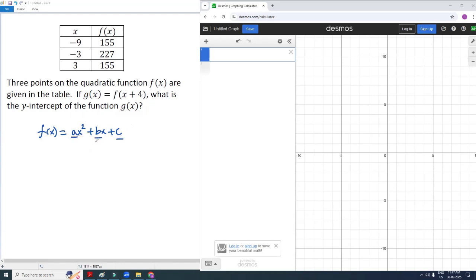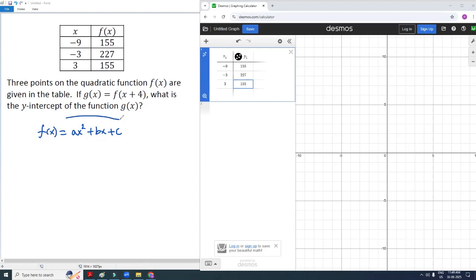Okay, now to get the values of a, b and c, use the given 3 points of the function f of x in Desmos. Now let's go to Desmos, click on the plus sign, then table. And here let's give the first point as input, that is -9 and 155. The second point is -3 and 227. Third point is 3 and 155.